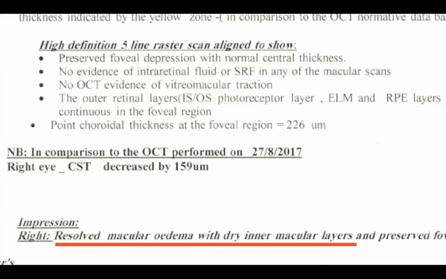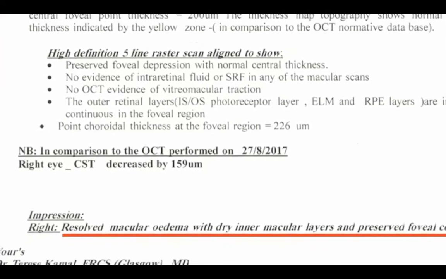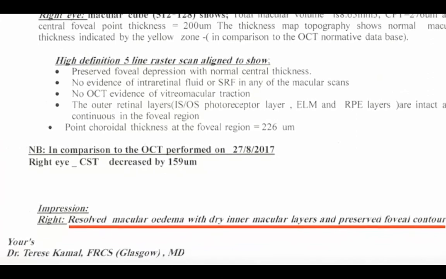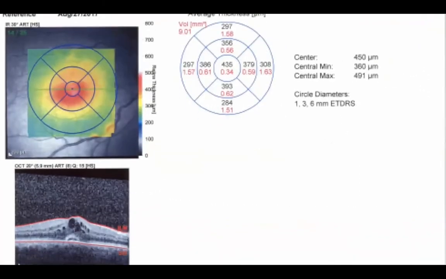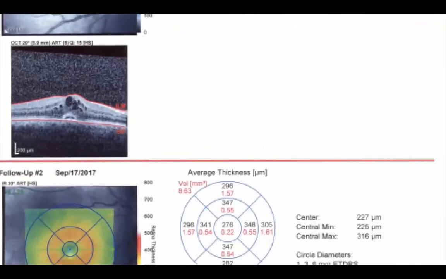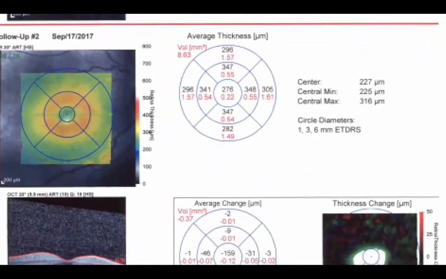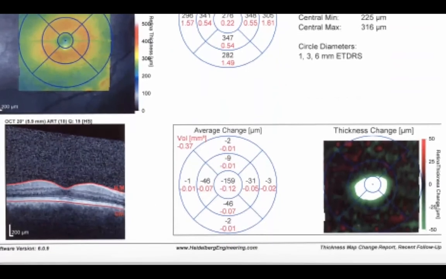I have been following this patient for 2 years so far, and the refraction was very close to emmetropia, and the macular edema has been resolved with the preservation of the foveal contour. So the lesson learned from this case is never to implant a single piece lens in case of open posterior capsule in the sulcus. We have to implant a 3-piece lens in the sulcus. Otherwise, we should do our best to implant the single piece lens inside the capsular bag.